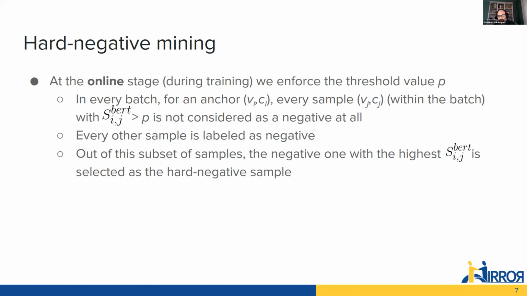At the online stage, during training, we enforce the previously calculated value P. In every batch, for a given anchor sample, every other sample within the batch with a similarity bigger than value P is not considered as a negative at all. Every other sample is labeled as negative, and out of this subset of samples, the sample with the highest similarity to the anchor is selected as a hard negative sample.